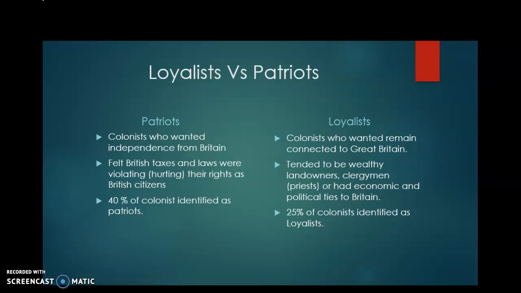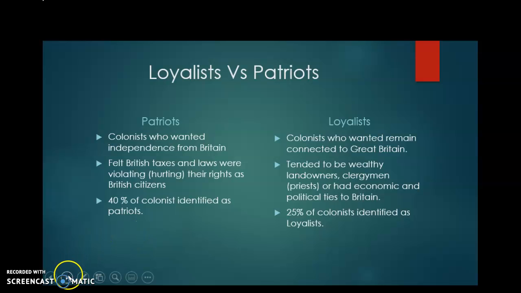But on the other hand, we had Loyalists. Those were colonists who wanted to remain connected. Those tended to be wealthier people: your landowners, clergymen, or anyone who had any political or economic ties to Britain. We see a smaller percentage, about 25%, identified as Loyalists.